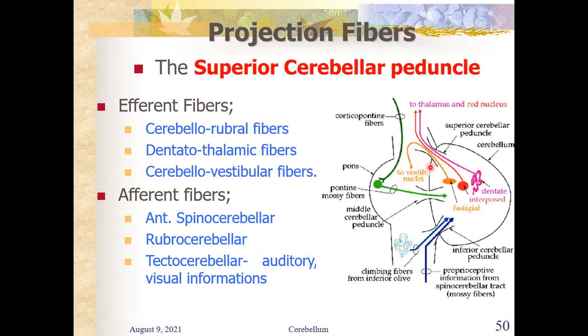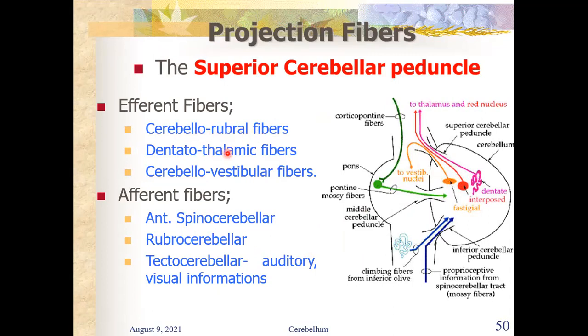You can see fibers from the deep cerebellar nuclei, the fastigial, interposed, and dentate nuclei, giving off efferent fibers that pass to different parts of the central nervous system, to the thalamus, to the red nucleus. So that is why you have the names here. Cerebello-rubral fibers.